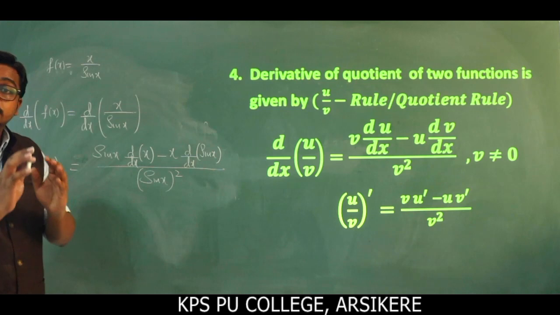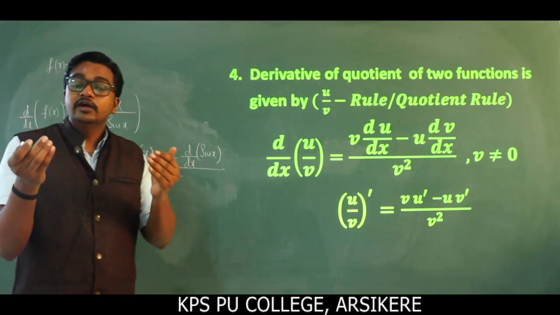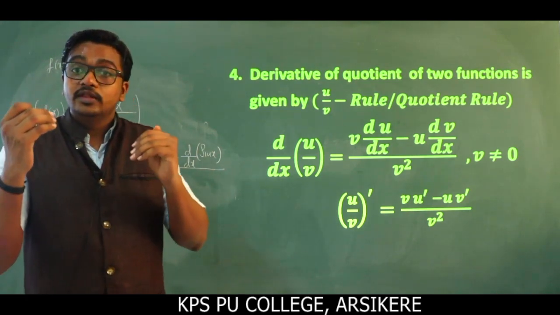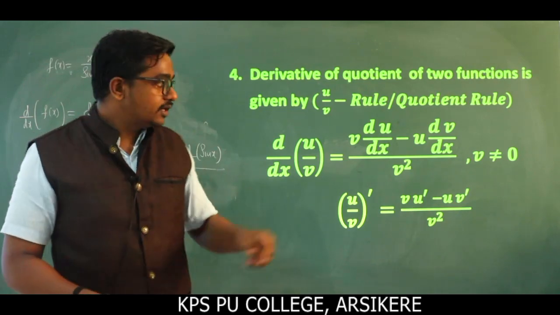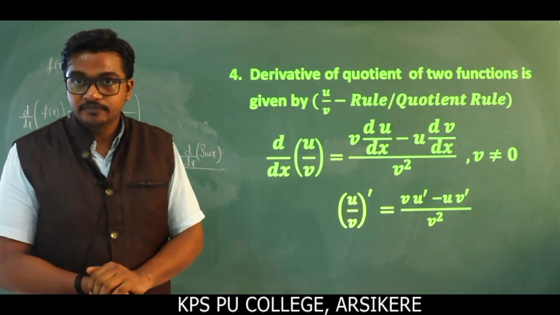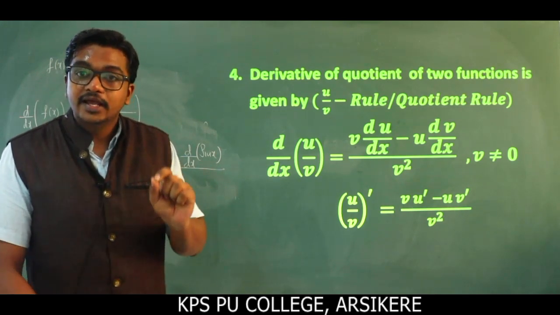Understood, children? This is the most important one when they give a rational function, or when they give f of x divided by g of x form or u by v form. In that case we will apply this formula. Understood, children? Take a pause and note it down.